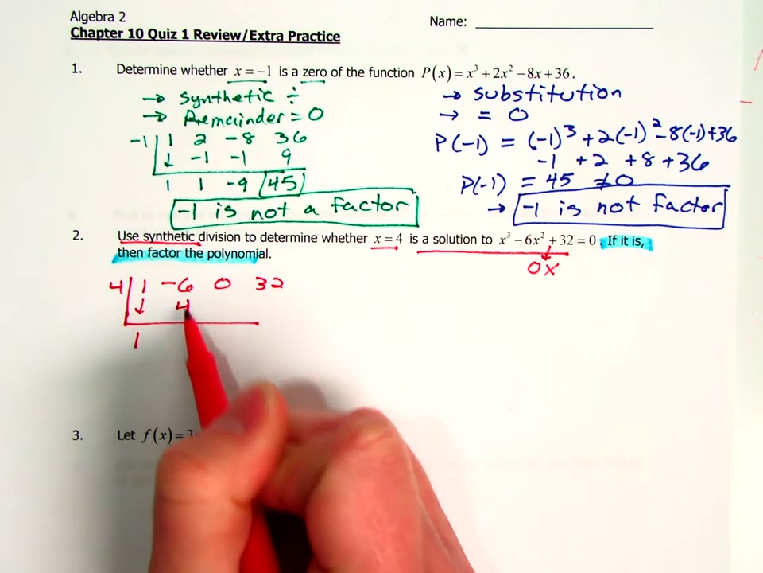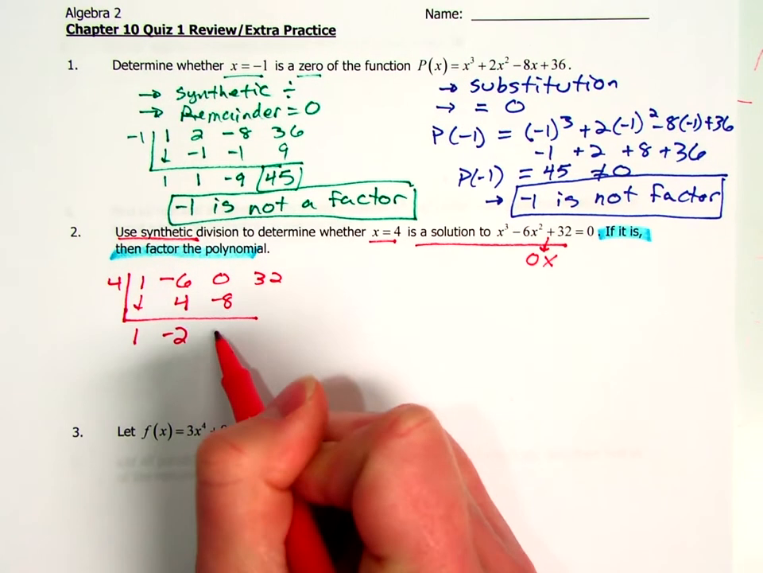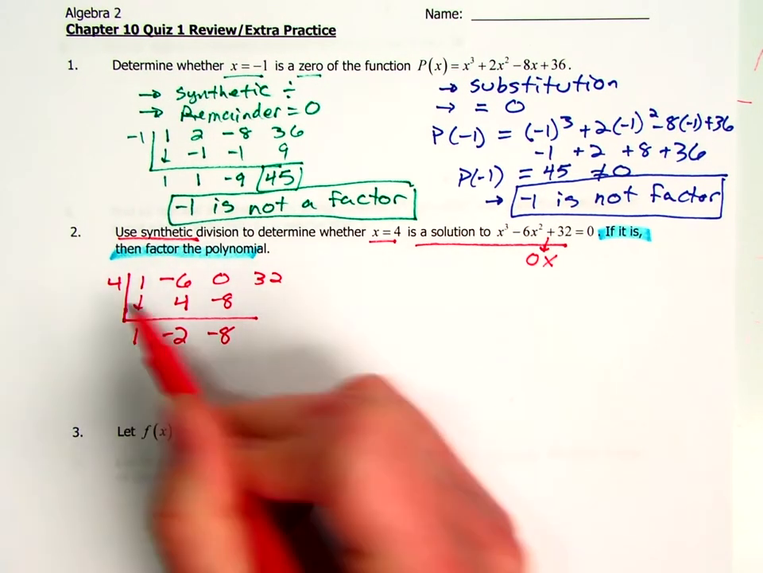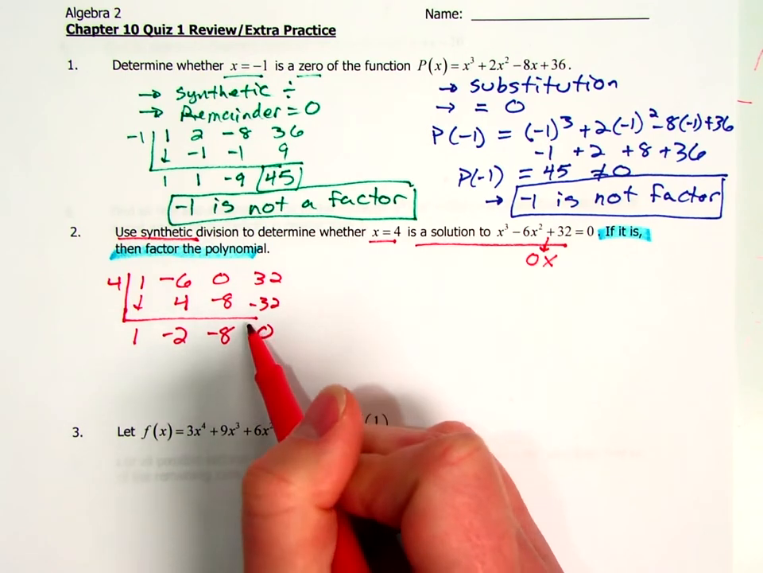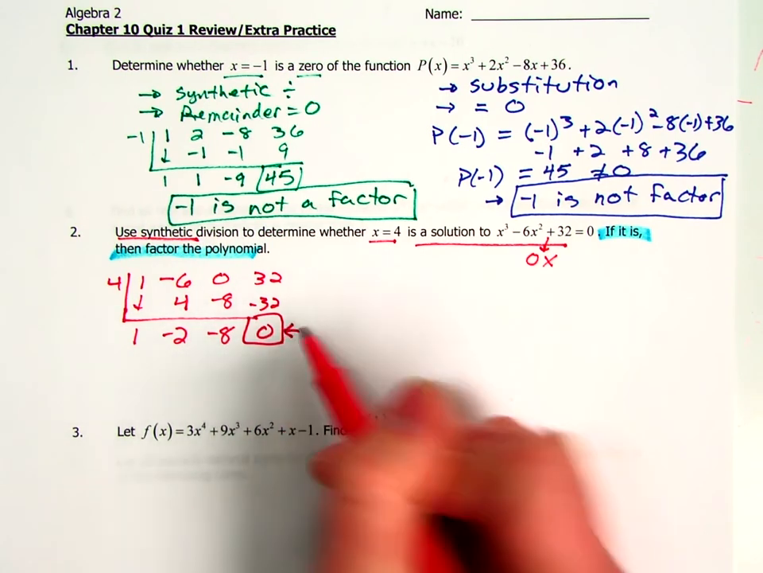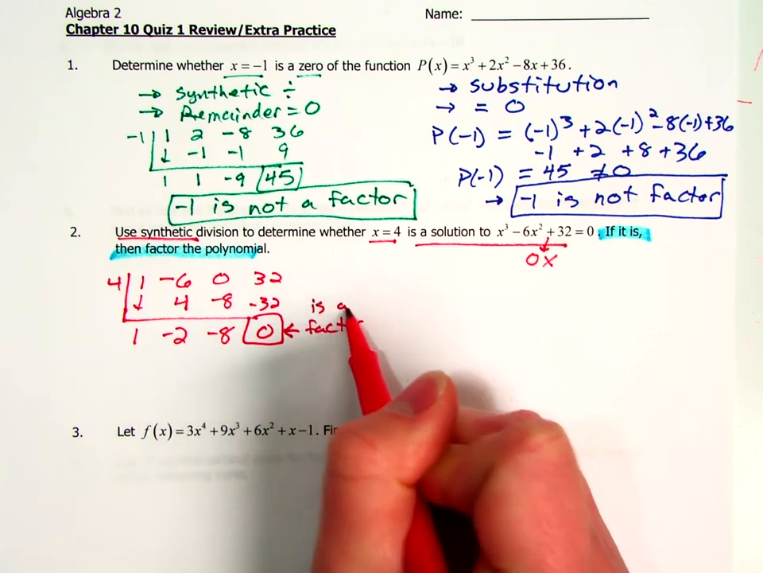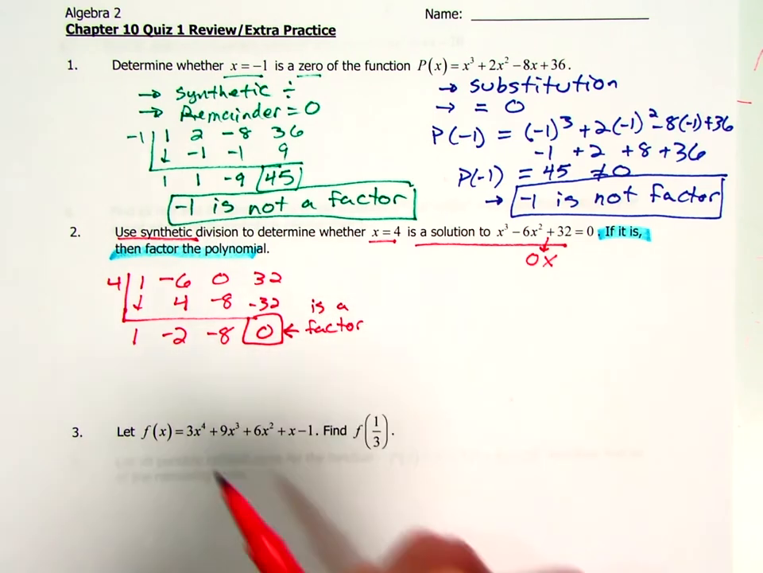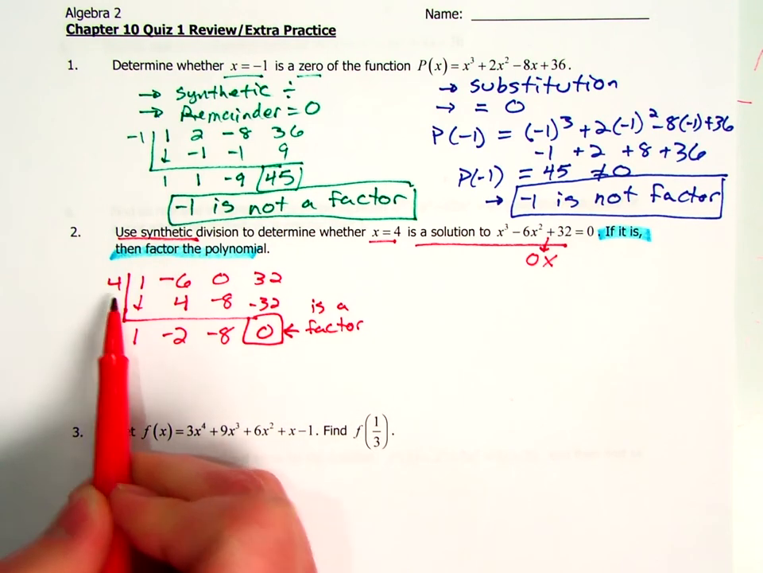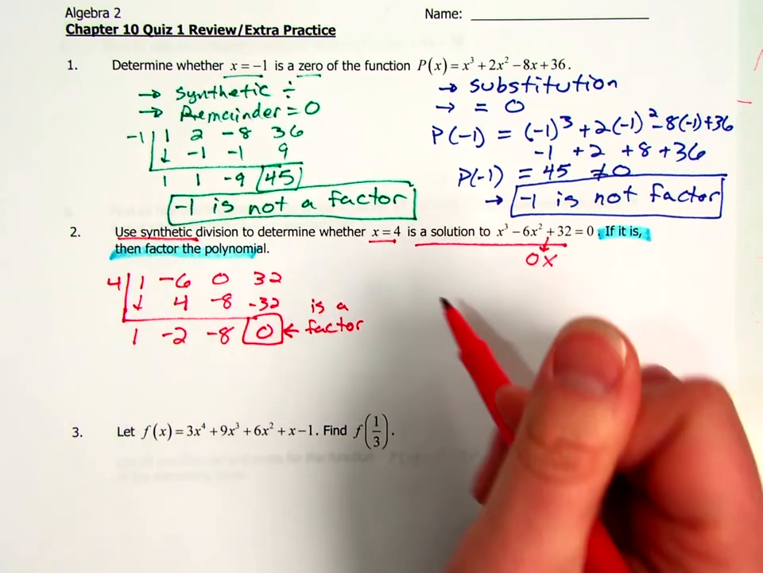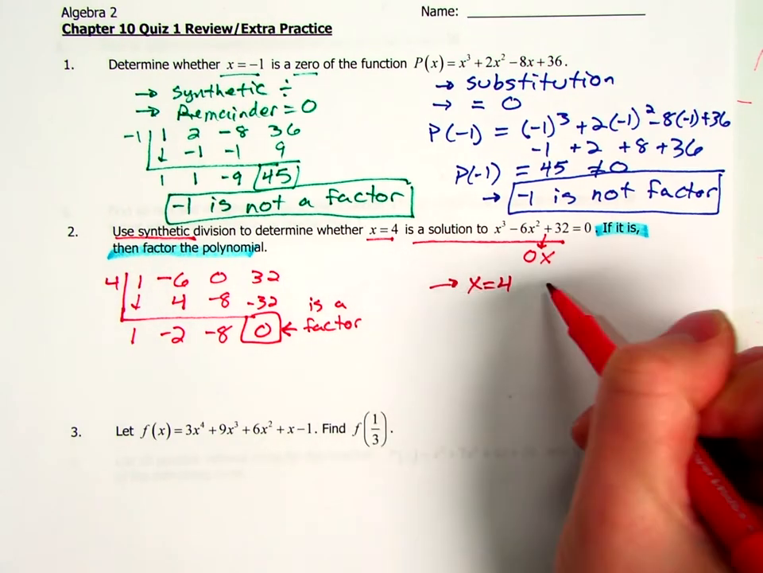1 times 4 is 4, which gives me negative 2 when I add it. So 4 times negative 2 is negative 8. 0 and negative 8 is negative 8. 4 times negative 8 is negative 32. We get a 0 for the remainder. Since this is a 0, that means that it is a factor. If we would have gotten any other number, it would not have been a factor. So right now, I know that the 4 is a factor, so that means x equals 4 is a solution.